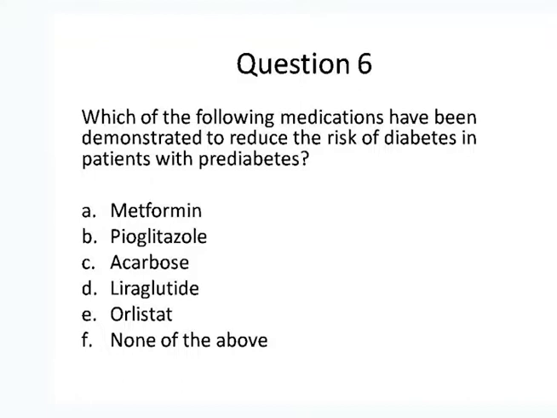Which of the following medications have been demonstrated to reduce the risk of diabetes in patients with prediabetes? And this one can have more than one answer. And if you are sleeping, you will know at least one of these should be correct. Metformin, pioglitazone, acarbose, liraglutide, orlistat, and you have none of the above.